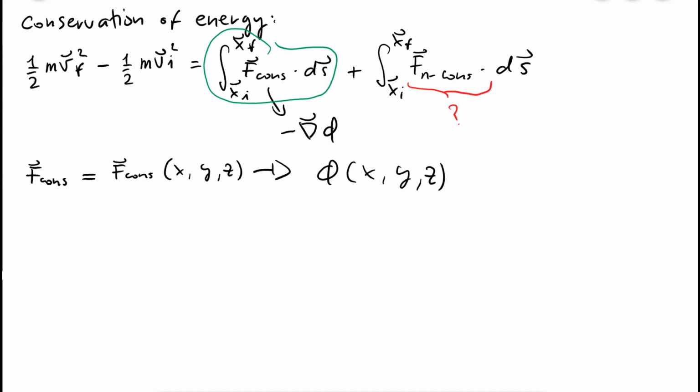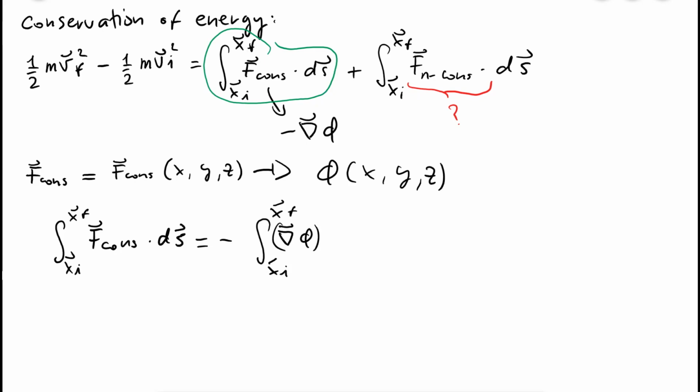That's how it goes. Now from the integral, we know that the integral from xi to xf of these conservative forces dot ds can be written as minus the integral from xi to xf of the gradient of this potential energy dot ds. That is what we have said. There's nothing new here. But now let me write this in the following way.